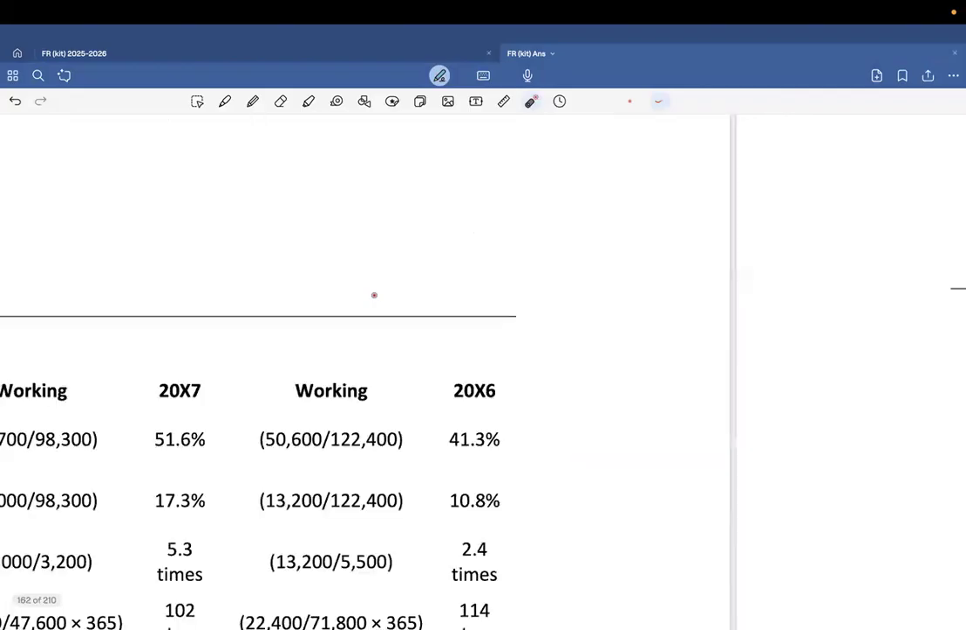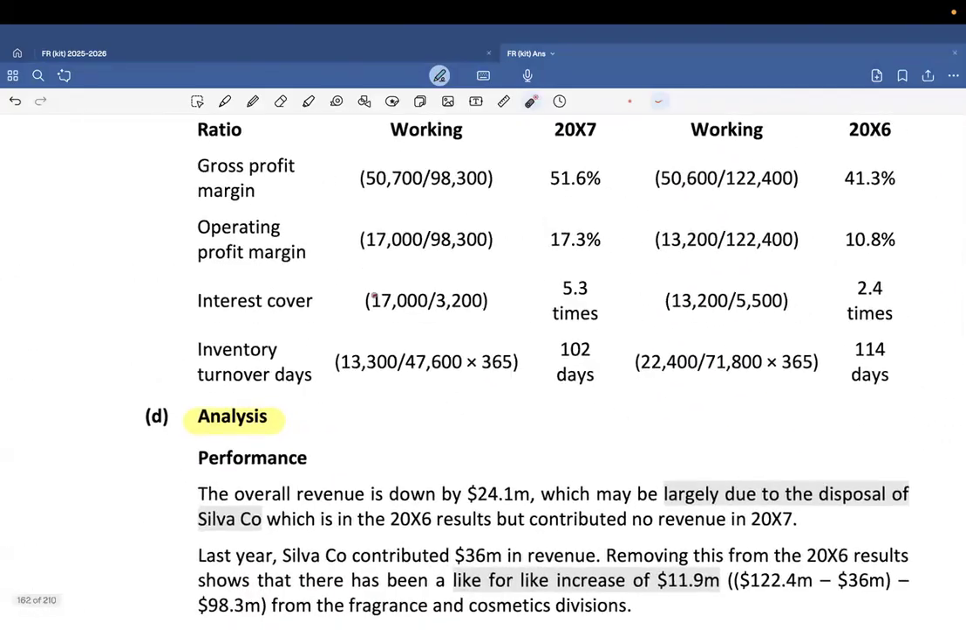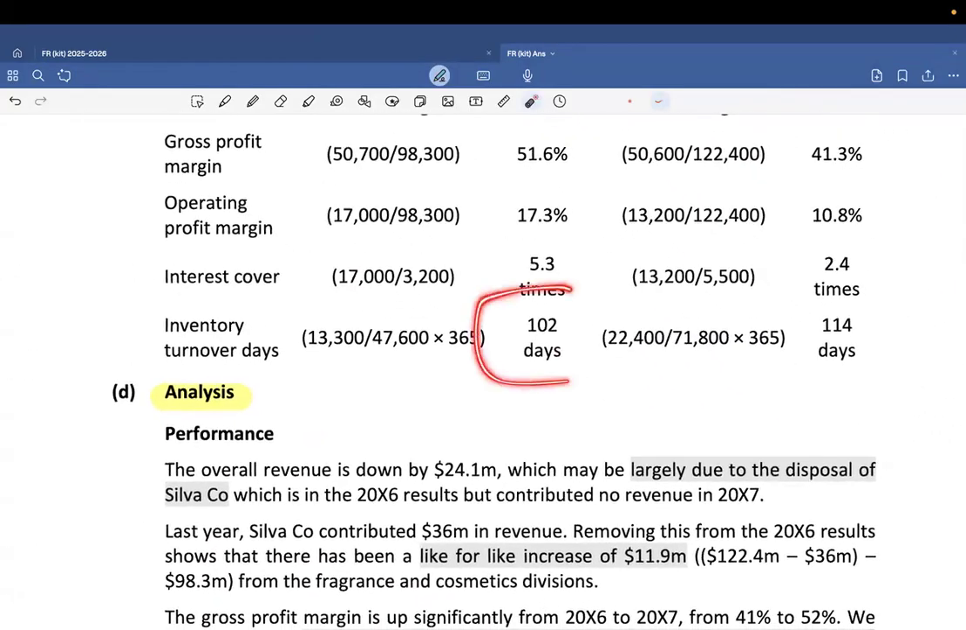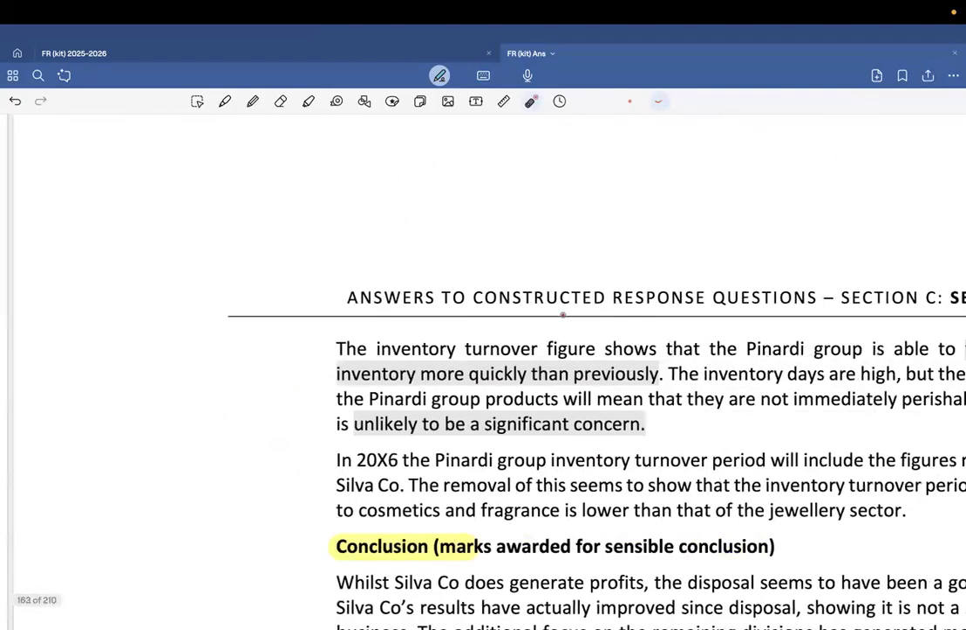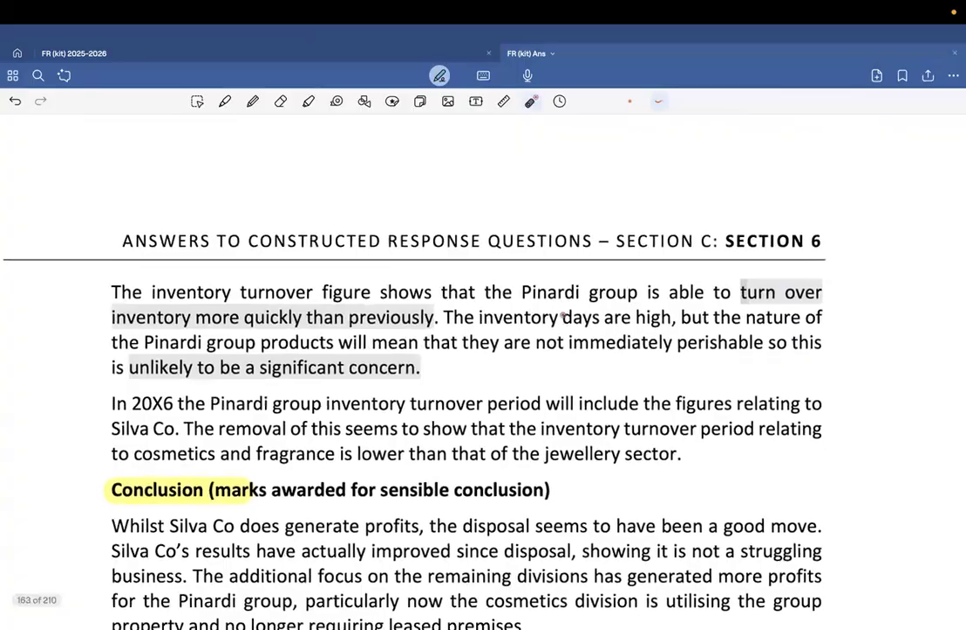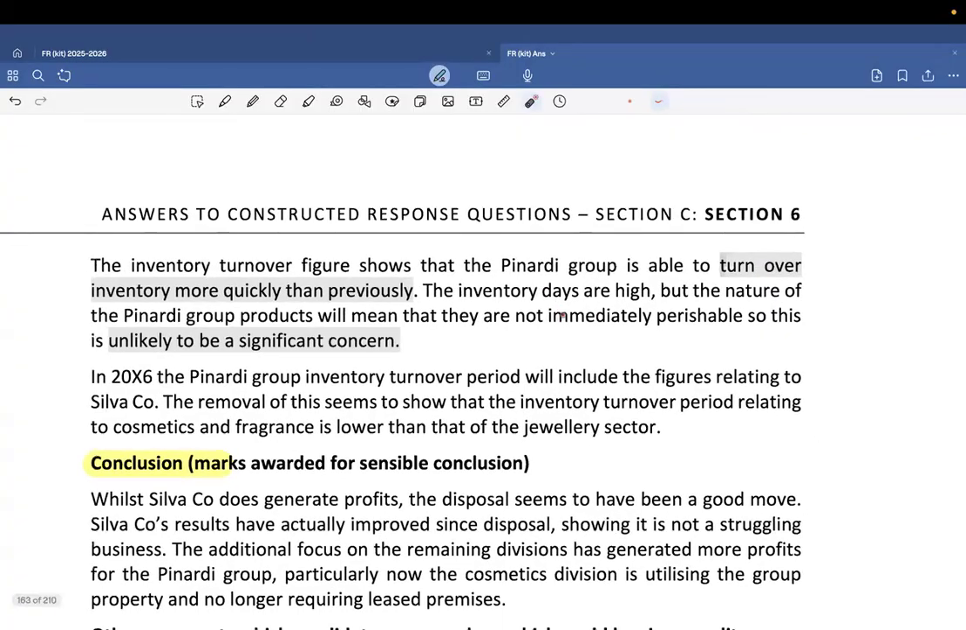Now, the inventory turnover figures, how much is it? It is 102 now. It was 114 before. This indicates that compared to the previous year when it was with Silva Company, Pinardi Group is more able to reduce their inventory turnover days.